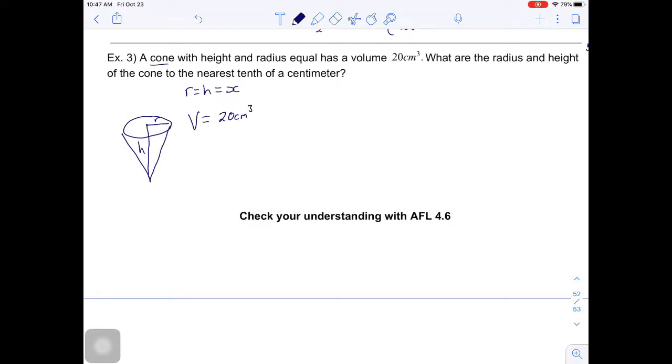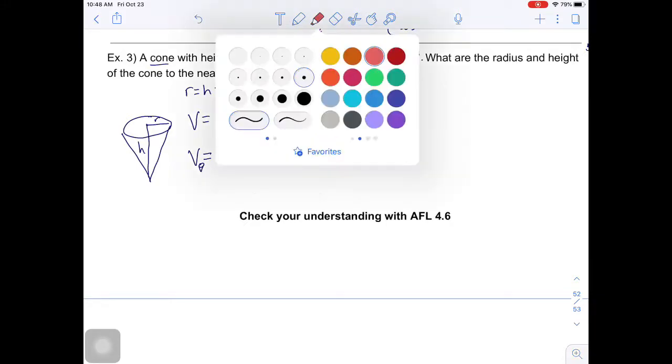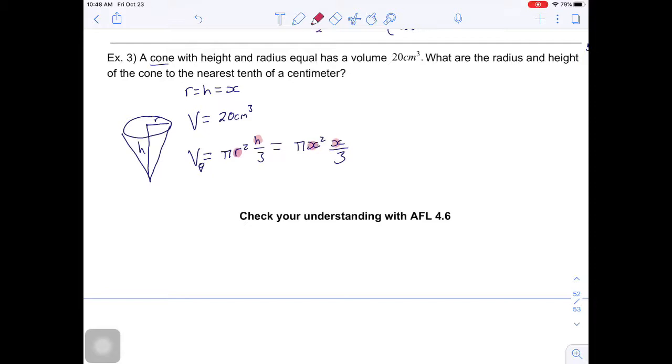Now, this is not something you'd have to memorize. You have a formula sheet, and on our formula sheet, we have the volume of a cone. Okay, the volume of a cone is pi r squared h over 3. Now, it wants us to figure out the radius and height of the cone. We'll recognize our radius and our height are the same thing. They both equal x. So here, I can represent r with an x and h with an x. So this will be pi x squared times x over 3. So I've replaced my h with my x and my r with my x.